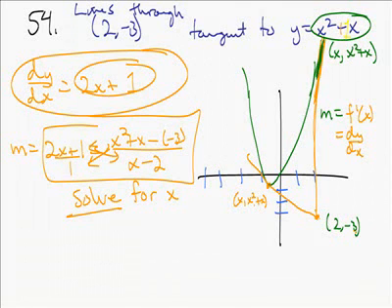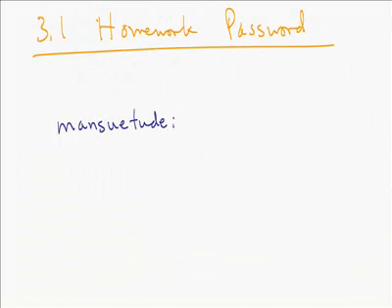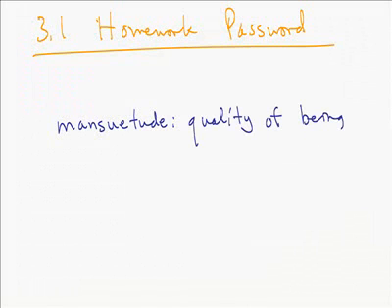You've got a lot of power now with these derivative rules, so use your power wisely, always for good, not for evil. The password for your 3.1 homework is mansuetude. Mansuetude, M-A-N-S-U-E-T-U-D-E, and that, of course, means just what you would think it would mean, right? The quality of being gentle. Mansuetude. So have some mansuetude with your 3.1 homework.